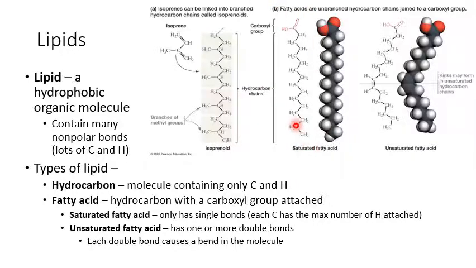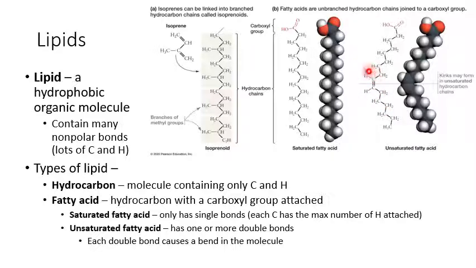We say it's saturated because every carbon is bonded to the maximum amount of hydrogens that it could possibly be bonded to, given that it's participating in this chain. So it's kind of saturated with hydrogens. In order for the molecule to be like that, all of these bonds between the carbons have to be single bonds. And when you have the molecule built out of just single bonds like that between the carbons, that gives you a straight molecule.